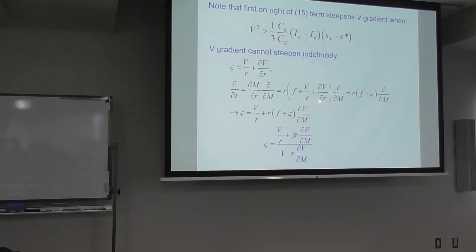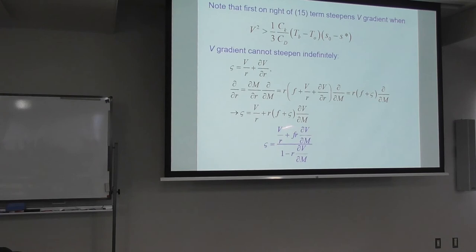And that's just r times the absolute vorticity. So we have d by dr is r times the absolute vorticity d by dm. And if we plug this into here, zeta is v over r plus dv dr, which is r f plus zeta dv by dm. We can collect the terms, that's what I've written here. We can collect the terms in the vorticity and write that the vorticity is this.